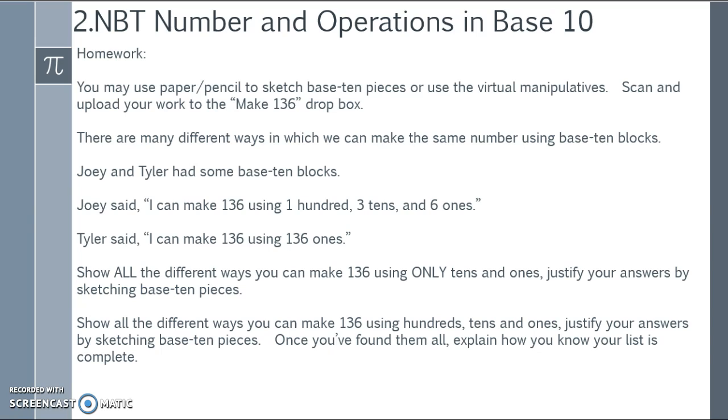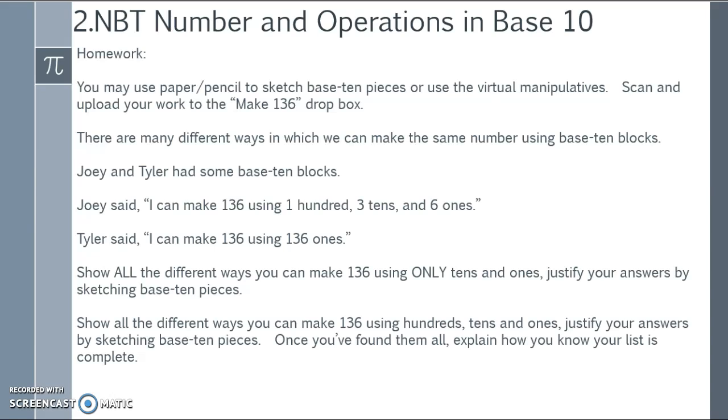Part of our homework. You may use pencil and paper to sketch base 10 pieces or use any one of the virtual manipulatives. Scan and upload your work to the Make 136 Dropbox. There are many different ways in which we can make the same number using base 10 blocks, as we saw a few screens ago.